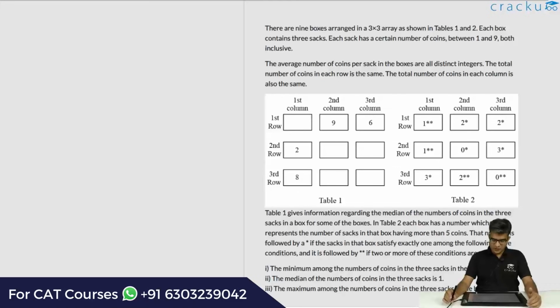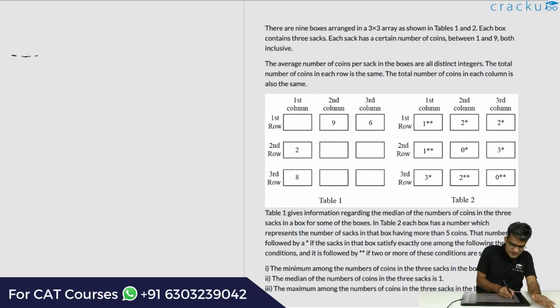In this question, we are told that there are 9 boxes and each box has 3 sacks. So we have to figure out how many coins are there in each of the sacks in the 9 boxes. So let us draw 3 boxes in the first row, first column, 3 boxes in the first row, second column, 3 boxes in the first row, third column. Similarly, we'll put 3 boxes everywhere.